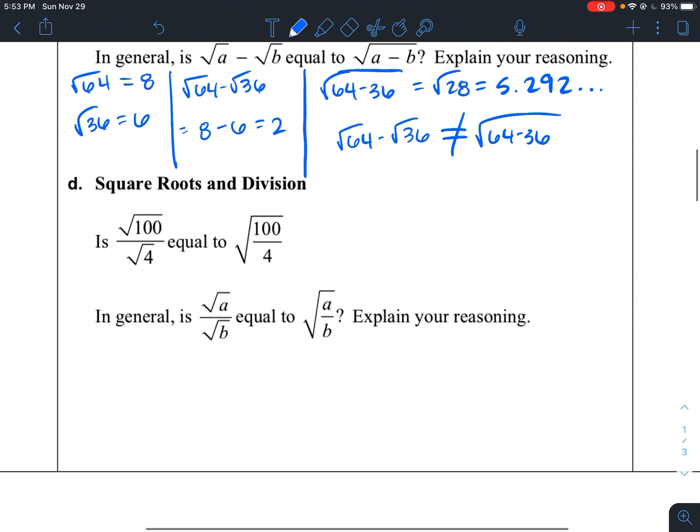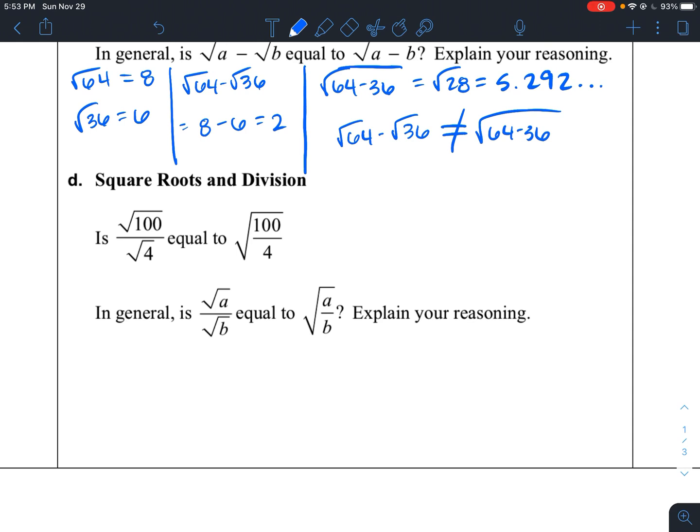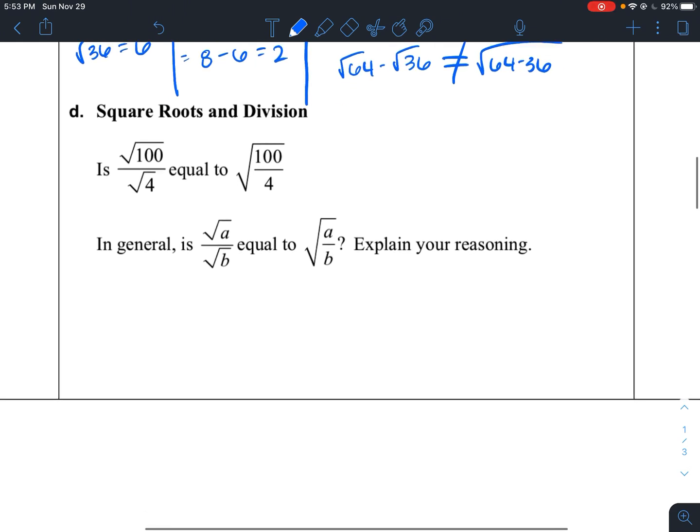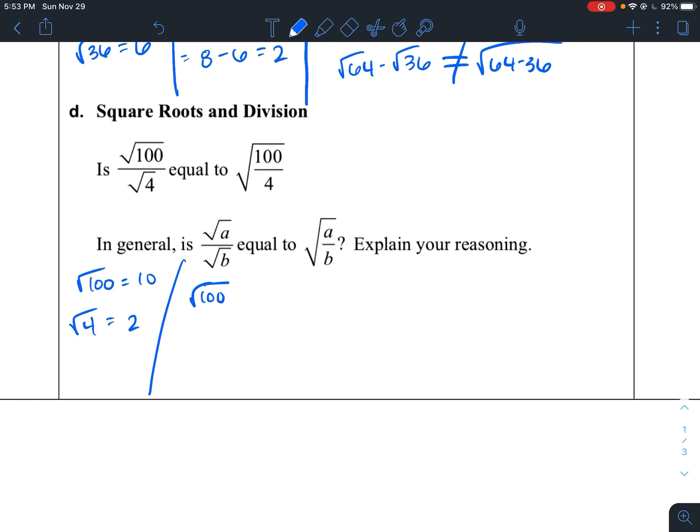Alright, so let's try this last one. This time we're using division. So the square root of 100 is equal to 10. The square root of 4 is equal to 2. Okay, so the square root of 100 divided by the square root of 4 is equivalent to 10 divided by 2, which is equal to 5.